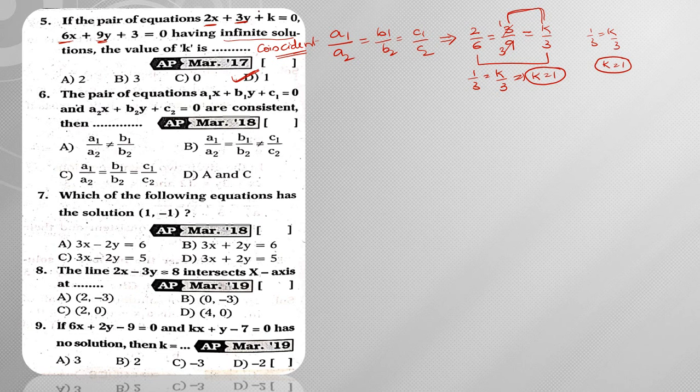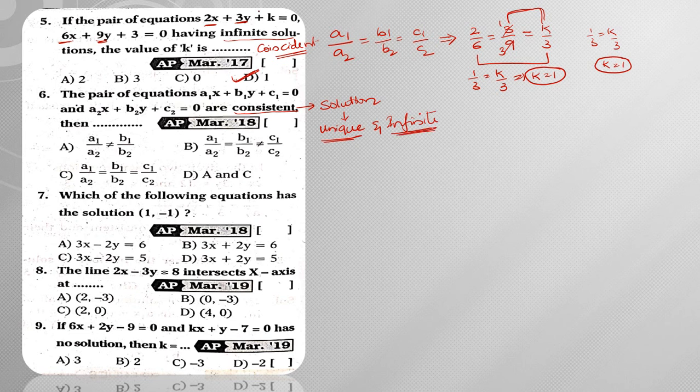Next, the pair of equations a1x plus b1y plus c1 is equal to 0 and a2x plus b2y plus c2 is equal to 0 are consistent. So consistent means it has a solution. So if it has a solution, there are two possibilities. One is a unique solution and the other one is infinite solutions. So there are two possibilities. Either it has a unique solution or it has infinite solutions.